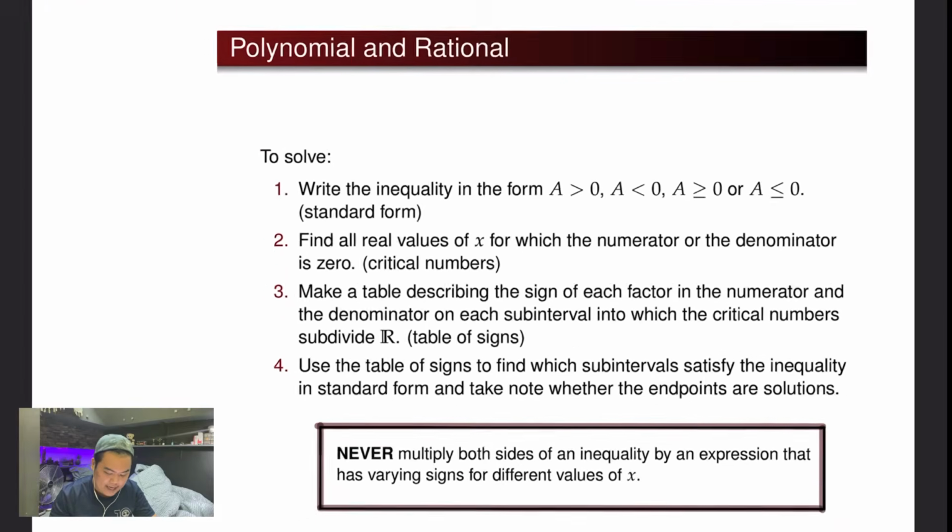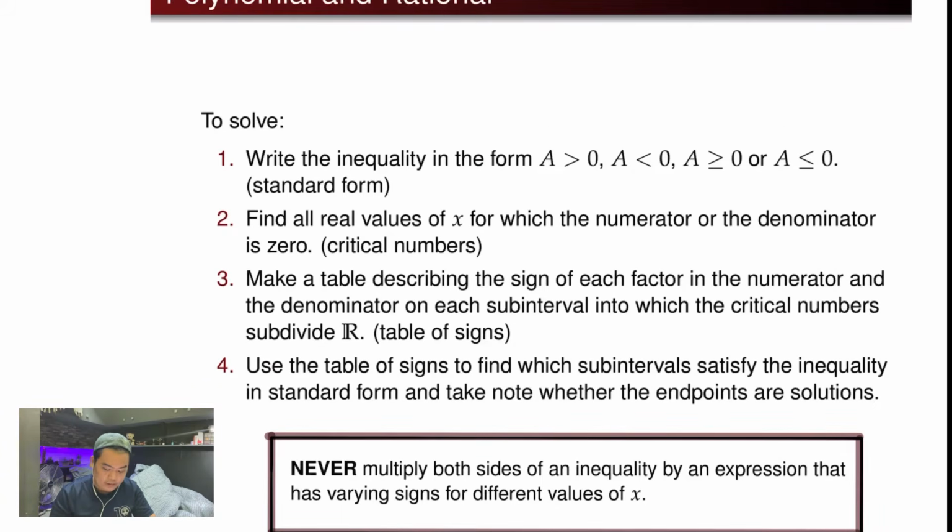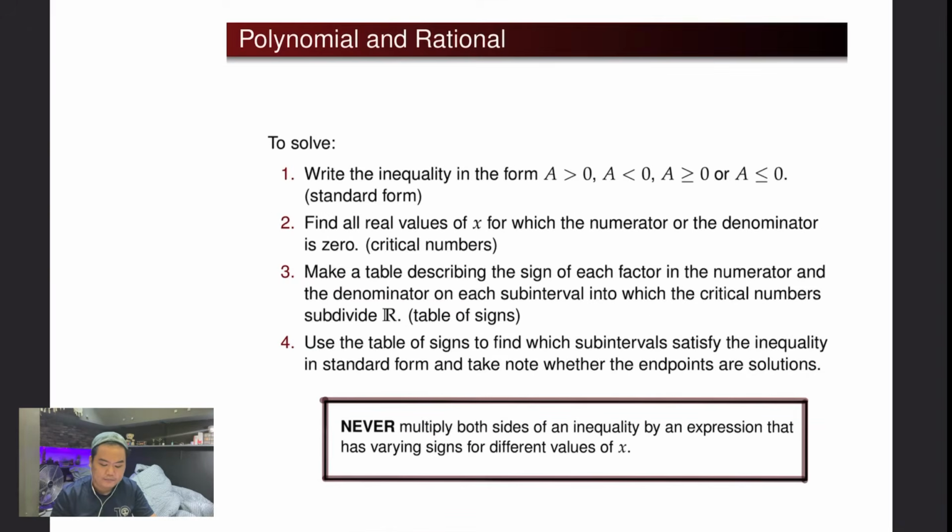At meron siyang paalala, never multiply both sides of an inequality by an expression that has varying signs for different values of x. Parang sinasabi niya lang, huwag kang mag-multiply on both sides by, or divide on both sides by a variable na nag-iiba-iba yung sign. Kasi kapag positive yung value nung nasa variable, mare-retain yung sign. Kung nag-negative yung mga variables na nandoon, mag-flip inequality. So, kaya iniiwasan natin yung part na yon.